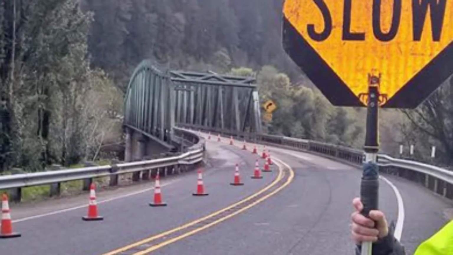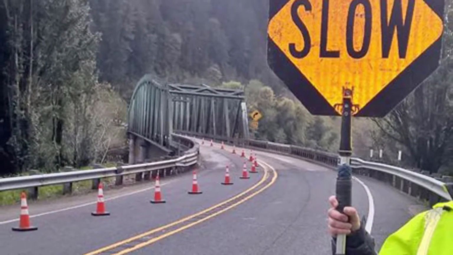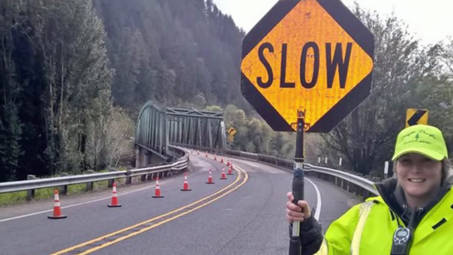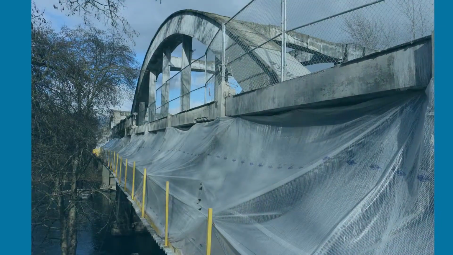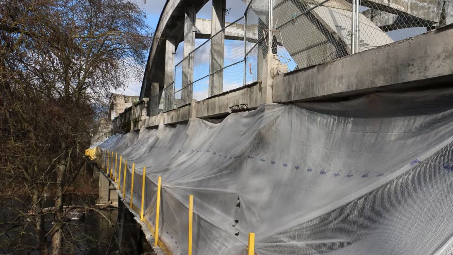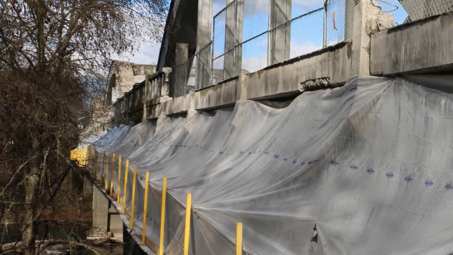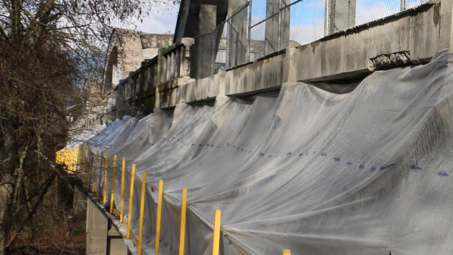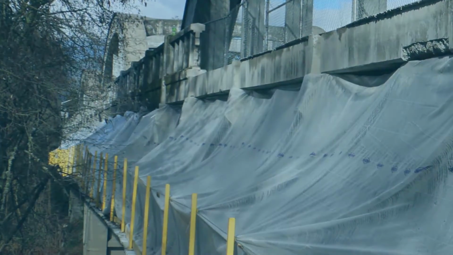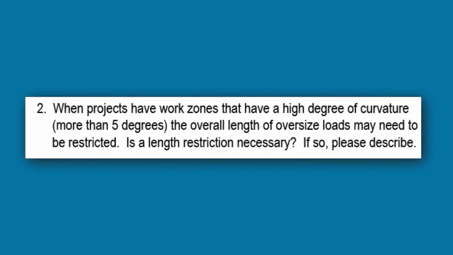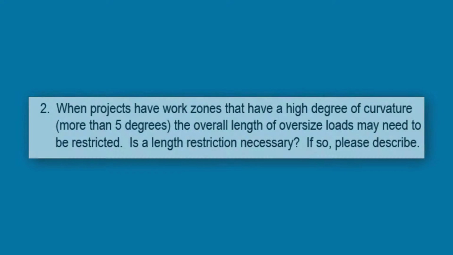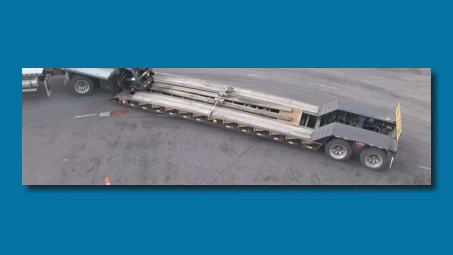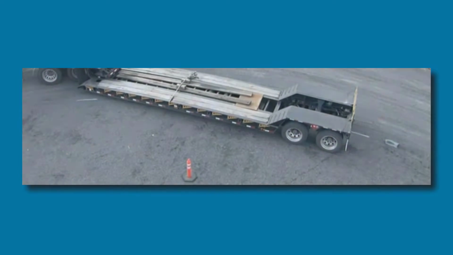If a lane needs to be closed, preventing them from straddling, a temporary weight restriction may be needed until the lane restriction is lifted. Bridge containment systems can also add significant load to a bridge and in some cases require a temporary weight restriction until the containment system can be removed. Question 2 addresses length. If your work zone will have curves of more than 5 degrees, oversized loads may need to be restricted to prevent off-tracking.